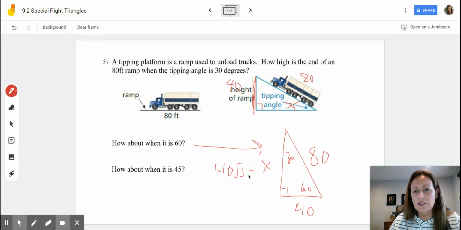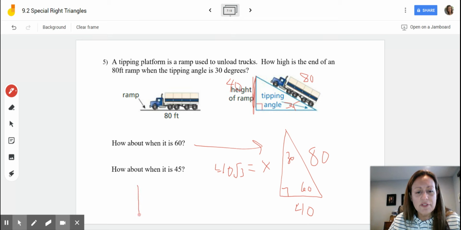Again, you can see these answers on the Google Classroom calendar. There's a link to a nicer written copy of this, but I'm trying to use this to explain everything as I would in class. All right.